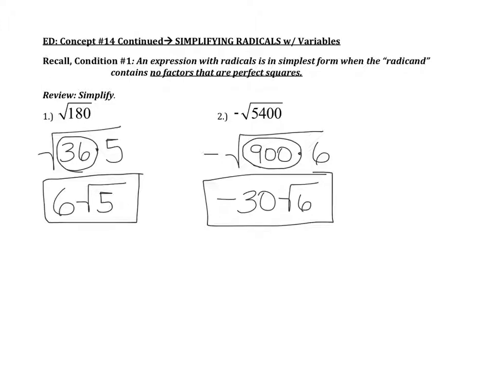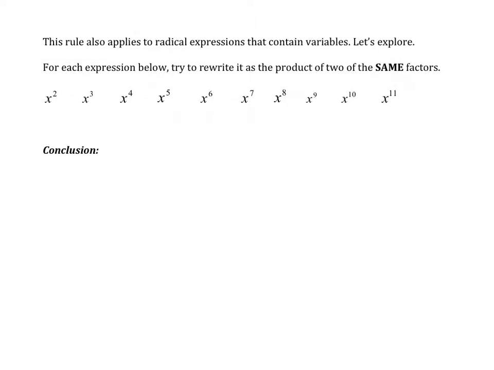So let's go take a look now at the variables. When you're dealing with variables, I want you to think through, with these right here, which one of these could we rewrite as a product of the same two factors? Like, for example, if I have the number 36, we can write that as 6 times 6. And if I have the number 100, I can write that as 10 times 10. So take a moment to stop the video and just look at these and think, which ones can I write out of the same two factors?